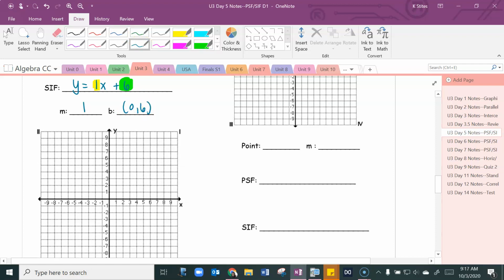And now let's graph. Y-intercept is up at 6, and our slope is a 1, up 1, right 1. Okay, and then we'll reverse it. Down 1, left 1. So you're going to have a lot of dots here. And draw your line. Hopefully a little better than I did. All right, I'll give you a minute to get the rest of those dots.